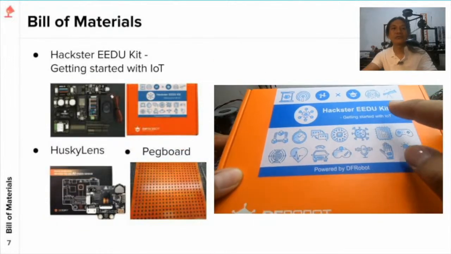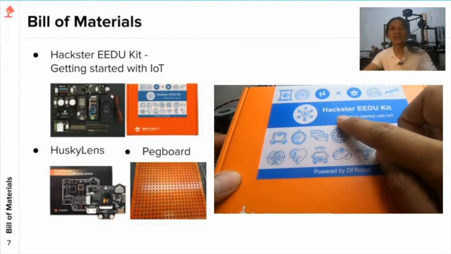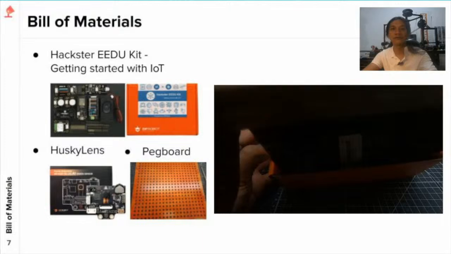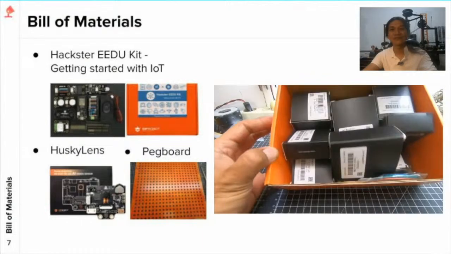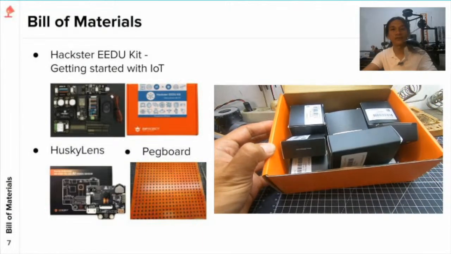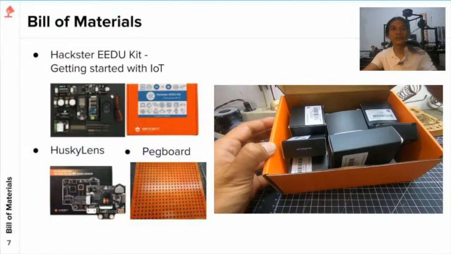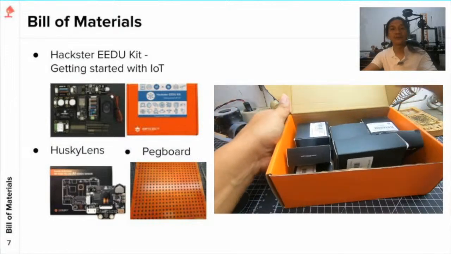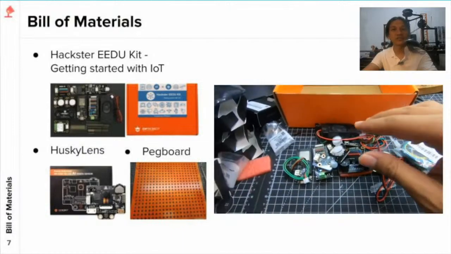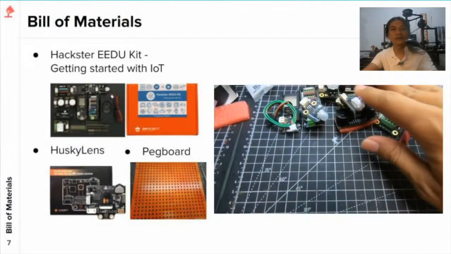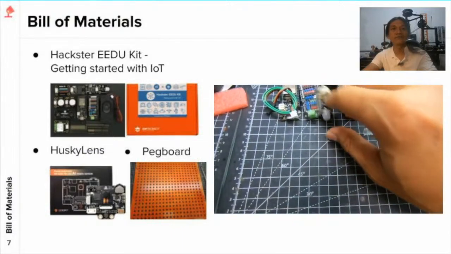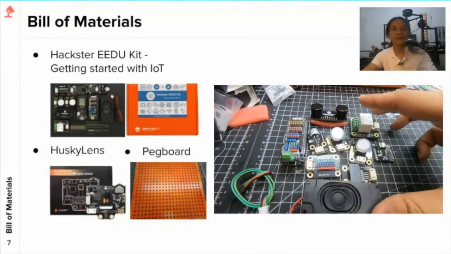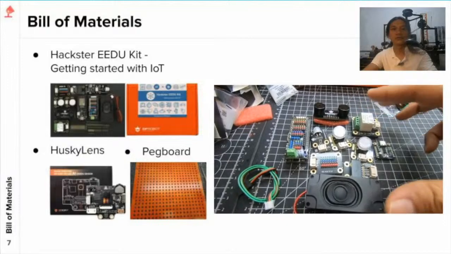So this is the bill of materials. In this project, I use products from DevRobot. Thanks to Hackster and DevRobot for giving me the Hackster AI toolkit, and I combine it with my HuskyLens 2 from DevRobot, which is an amazing camera for learning AI. And I prepare my backboard for the sampling project.